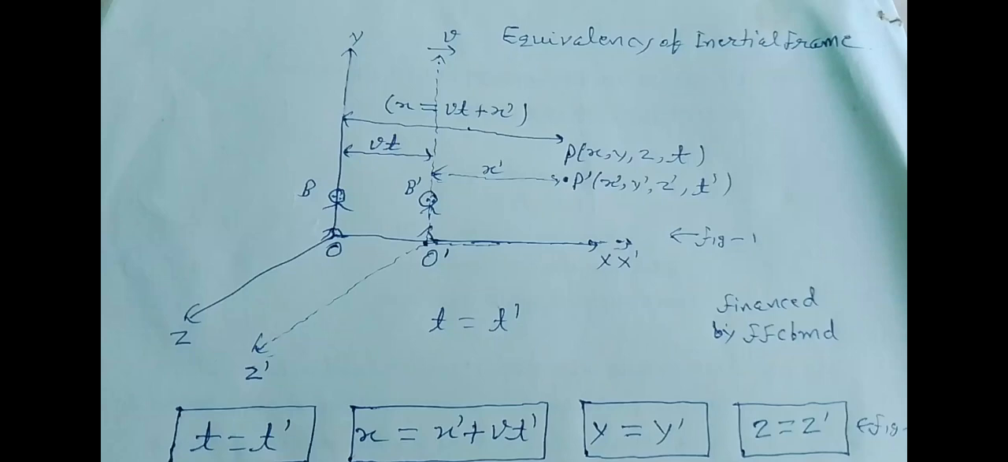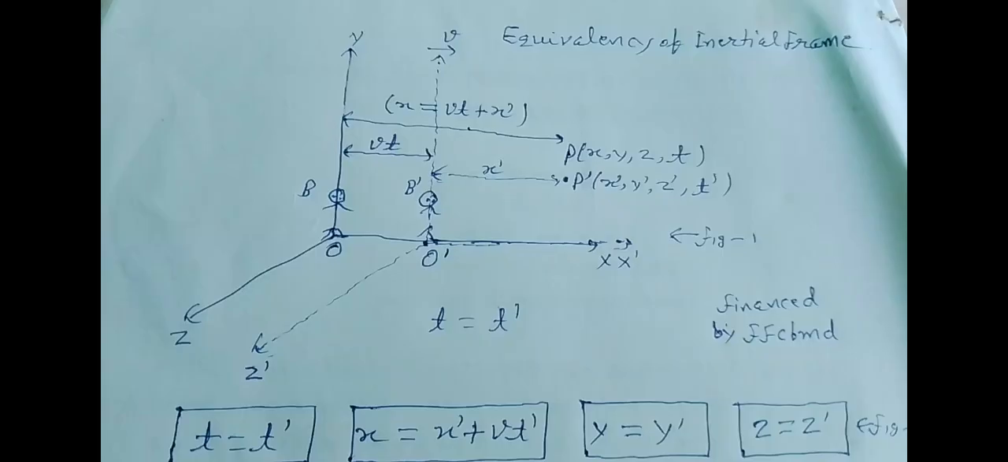The event is represented by P and P dash in both frames, and now we wish to find the relationship between these coordinates. Experiments show that times read in B dash are equal to times read in B. That is, we can write t equals t dash. For example, we consider that initially both frames were coinciding at O. That is, O and O dash are coinciding when we start calculating the time.